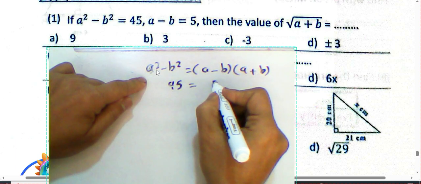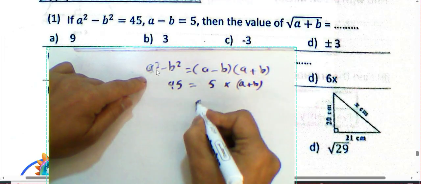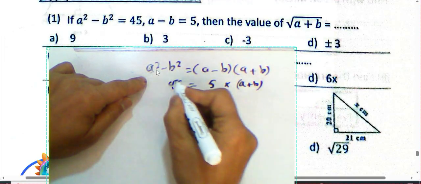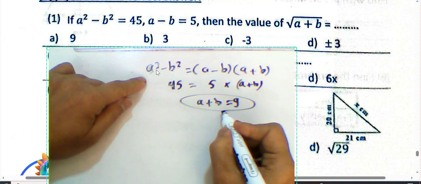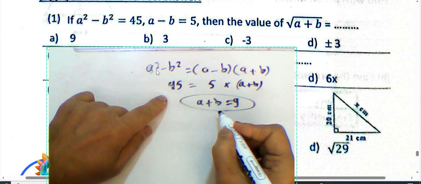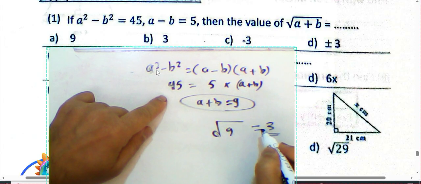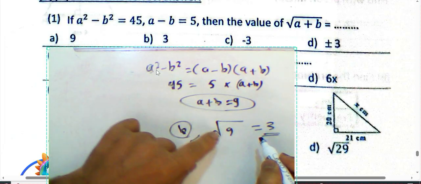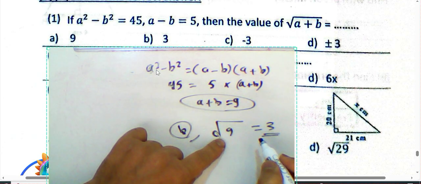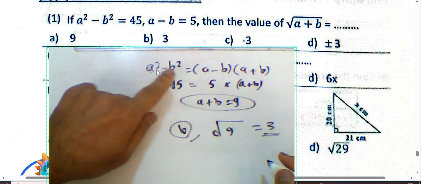A minus b is 5. And a plus b, we don't know. Then 5 times what equal 45? 5 times 9 is 45. Then a plus b equal 9. Then square root of 9, it will be 3. The answer will be letter B. Don't choose negative or positive, okay? Because we want to find square root of a plus b, positive sign. It will be letter B.